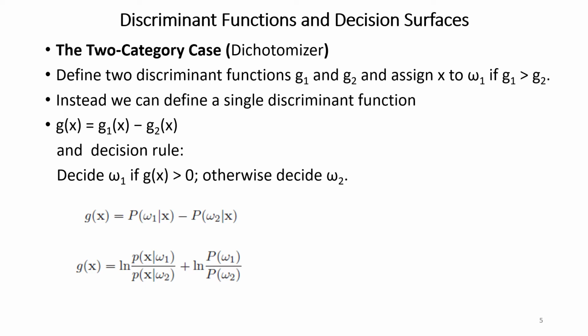Consider the two category case. Here the classification can be done by defining two discriminant functions g1 and g2 and assign x to omega 1 if g1 is greater than g2. Instead, we can define a single discriminant function g(x) where g(x) equal to g1(x) minus g2(x). Then the decision rule will be: decide omega 1 if g(x) is greater than 0, otherwise decide omega 2. g(x) will be equal to P of omega 1 on x minus P of omega 2 on x. Replacing the posteriori probabilities in terms of the likelihood probabilities and priori probabilities and taking the logarithm, we can rewrite the g(x) equation.